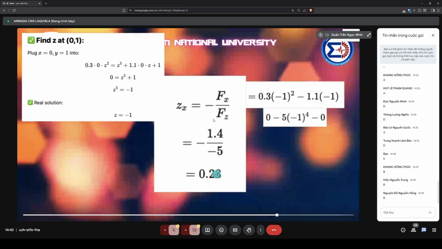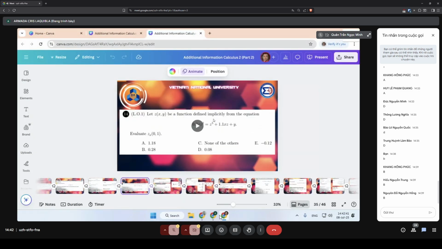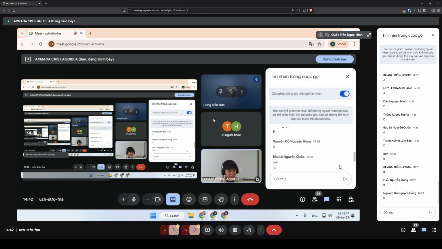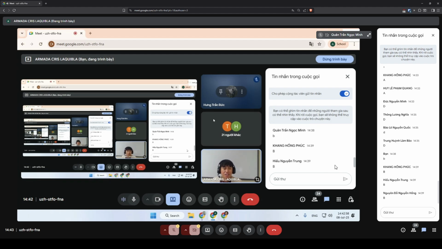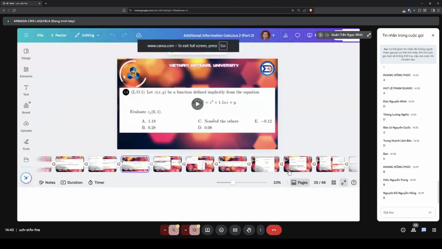Okay. Who got the correct answer here first? The answer is letter B. And the one who got it first is Chan, Kwan Chan Ngok Min. Okay, next.